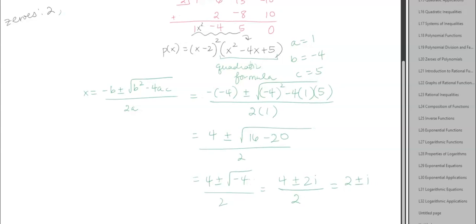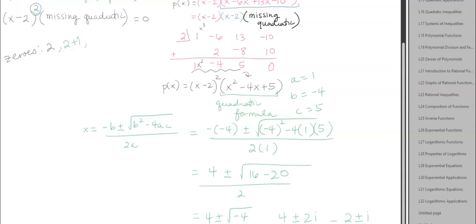So our zeros are 2, 2 plus i, and 2 minus i. And if we were to completely factor the polynomial, we know that the 0 of 2 shows up with multiplicity 2. And our remaining 2 zeros were 2 plus i and 2 minus i.